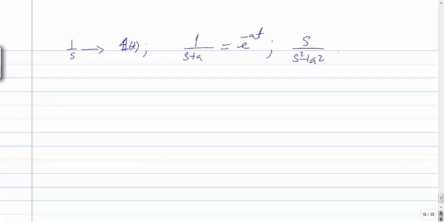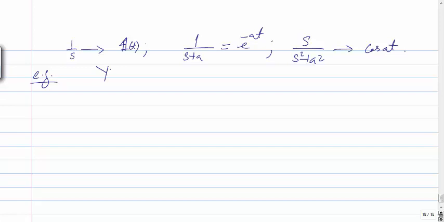Here, as we know, if this is 1 over s, it means we are talking about a step input. In the inverse case, similarly, 1 over s plus a is equal to e to the power minus a t. Similarly, a divided by s square plus a square is equal to sin of a t. These are a few properties that we normally require, or we always refer to the table to solve a problem.